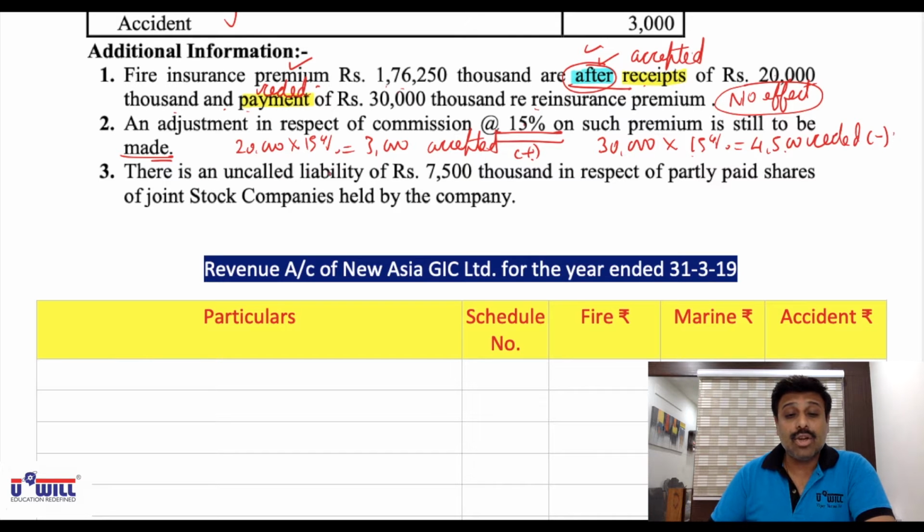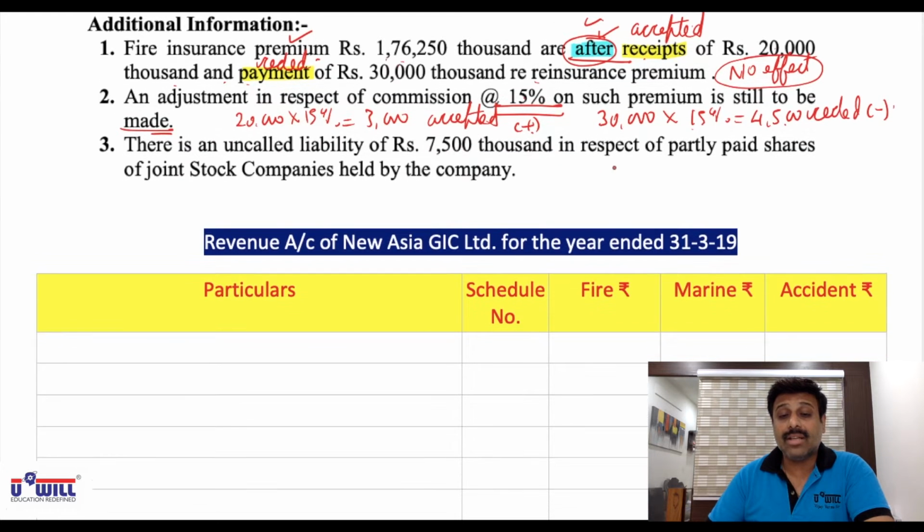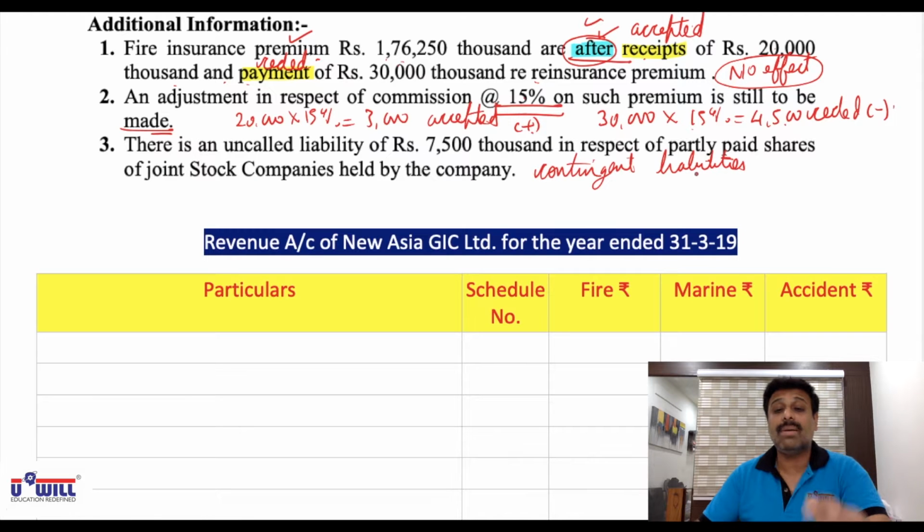Next, there is an uncalled liability of 7,500,000 in respect of partly paid shares of joint stock companies held by the company. So this we will show in contingent liabilities. Okay, uncalled liability will show in contingent liabilities below the balance sheet, at the end.